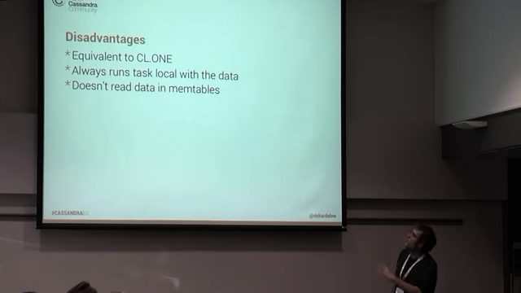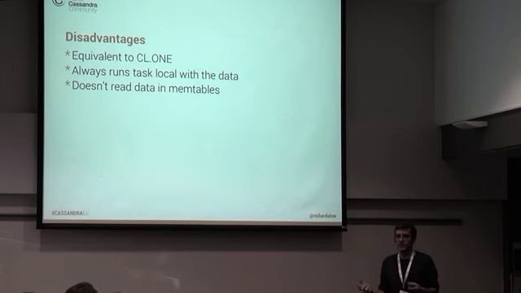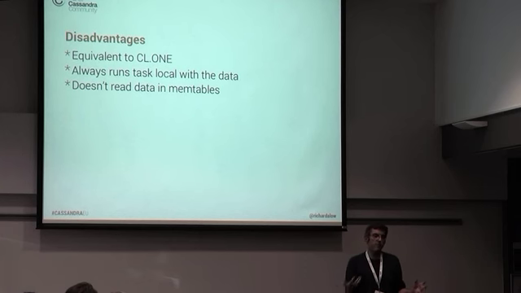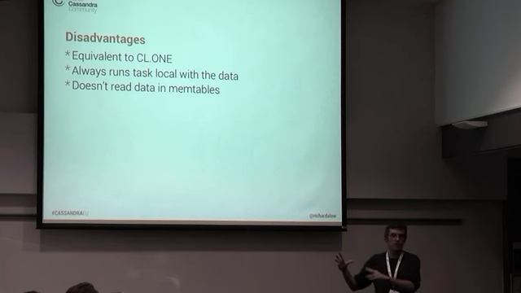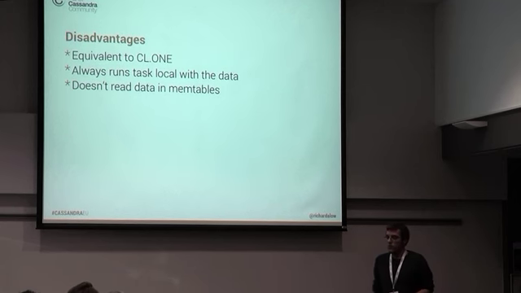The second point, always runs tasks local to the data, is mostly an advantage, but it's a disadvantage in some cases because you don't have the option of running non-local tasks. So maybe one node is running slow because its CPU is doing something. You can't allocate that task to another node because we can't copy that data across. We don't have HDFS or anything to do that for us.